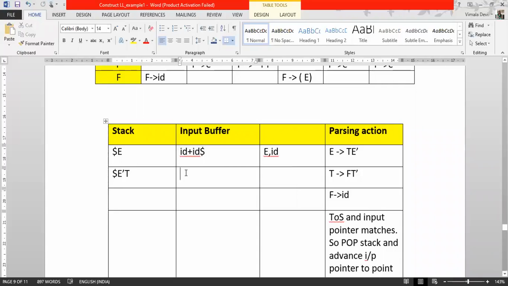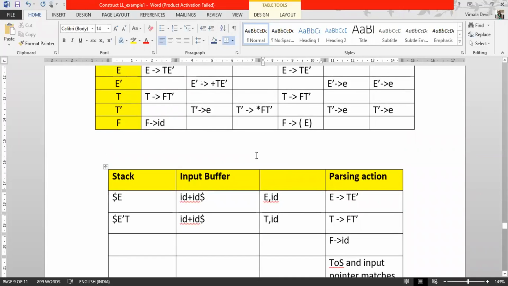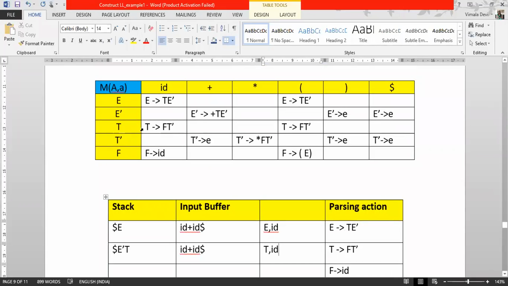So let me copy and paste it as it is. All right. Now tell me what is available at the top of the stack and what is the input symbol it is reading. Top of the stack contains T. Still it is reading ID. When I go to the table again and check what is the entry at the cell T comma ID, it is nothing but the rule T derives FT dash.